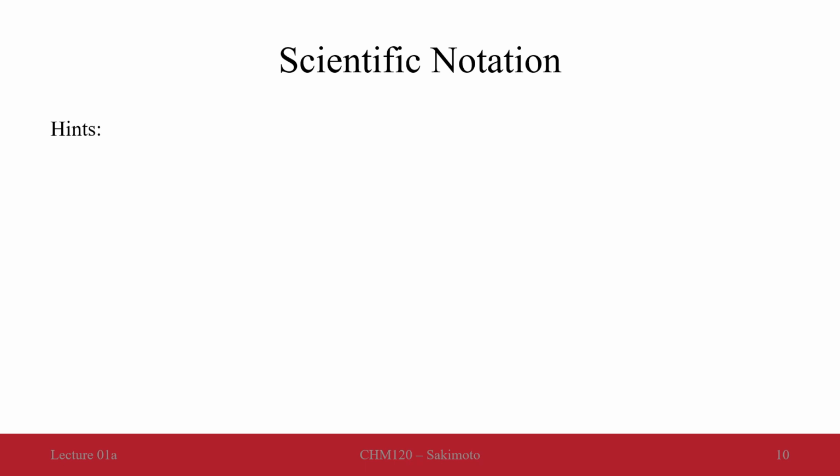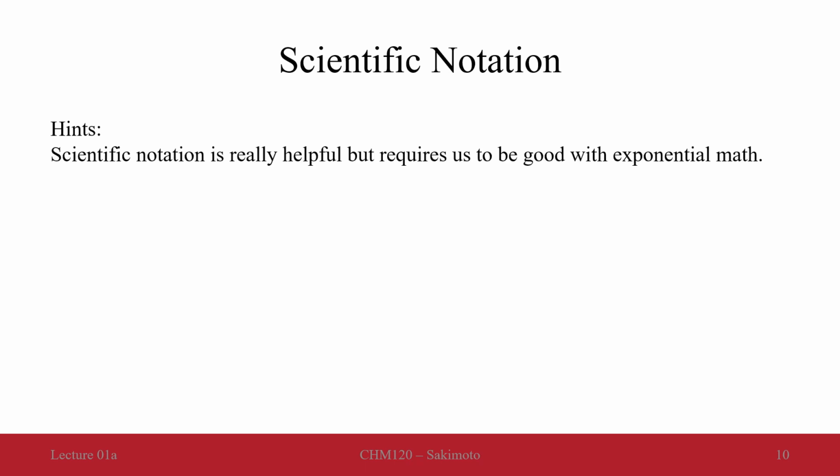Now, scientific notation is very, very useful. We use it a lot in chemistry since we talk about individual molecules, individual atoms quite a lot. We need to deal with these very, very large numbers with 10, 20, 30 zeros appended to the end of them. But it does require us to have some comfort with exponent-based math.